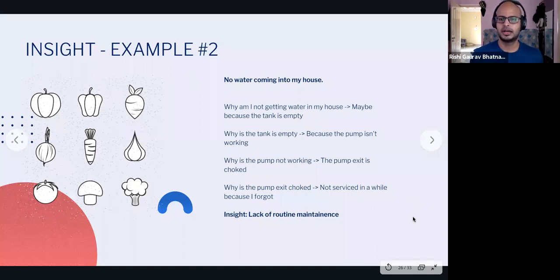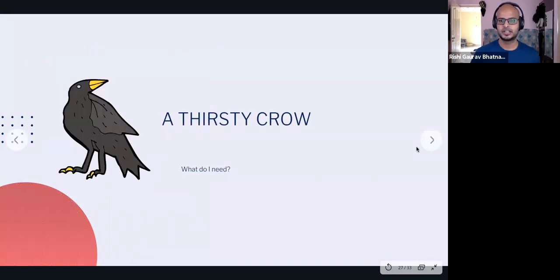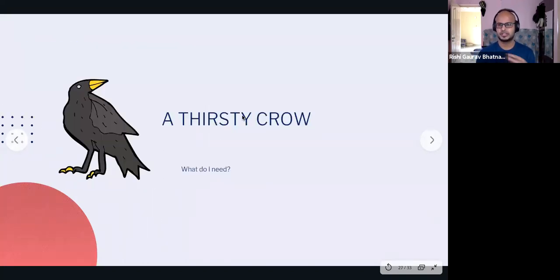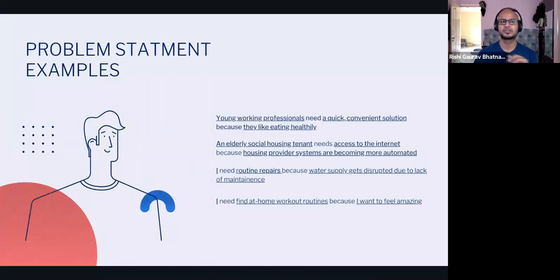Quickly walking through, okay, this we already covered. What was the problem and what was the insight? Now let's go to a thirsty crow. When we were having this conversation, just before we started with all of you, Dheeraj, Nishant, and I were having a discussion and we realized that there could be a confusion between a problem statement, a need, a solution, and all of that. Actually, let me walk you through this first.